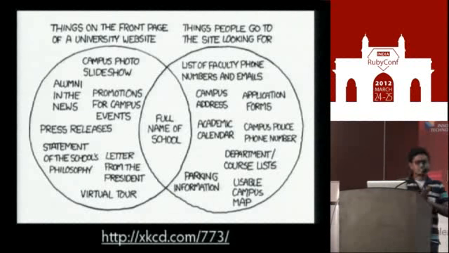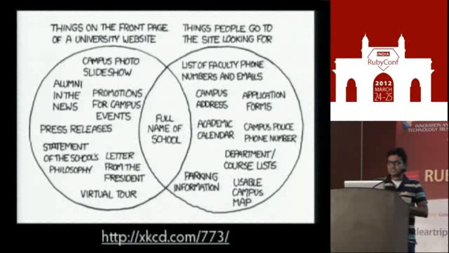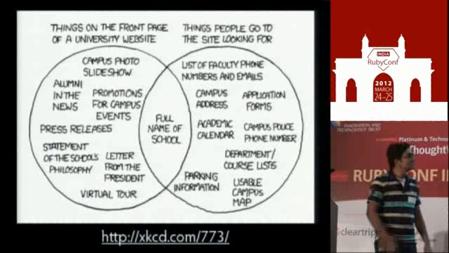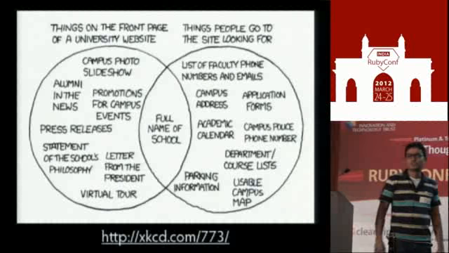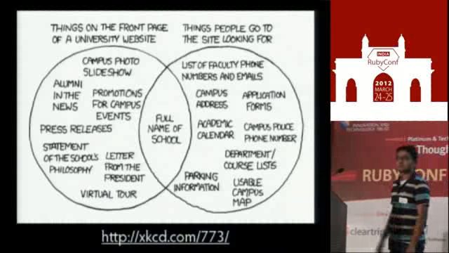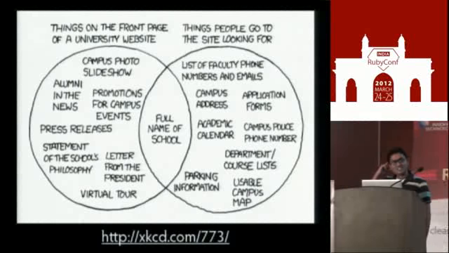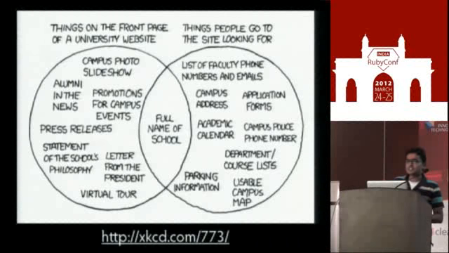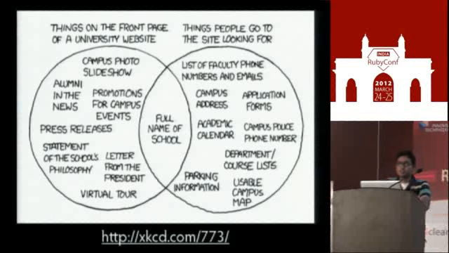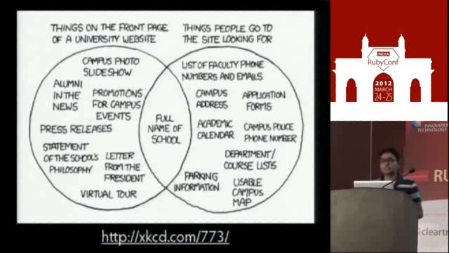Here's a joke from XKCD. This is sadly true, right? The things on the front page of the university website are not the things that people are actually looking for. The only thing common between the two is the name of the school. So when you are designing your site, especially when you are designing for mobile, you need to make sure that the content that you have is readily available and it is the content that the users are looking for.